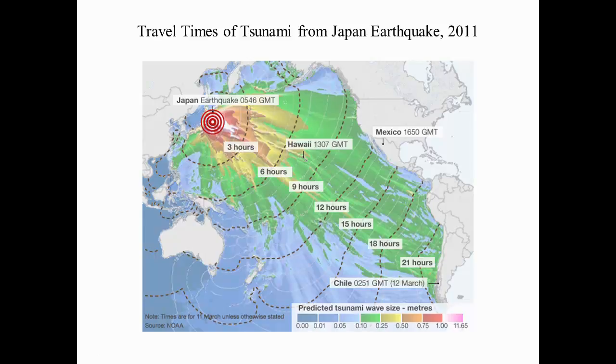So obviously this is plenty of time for early warning systems to reach nearby coastal areas and give people plenty of time to evacuate the coastal areas. Here, for an example, this Japan earthquake, the resulting tsunami took more than 21 hours to eventually reach the west coast of South America.